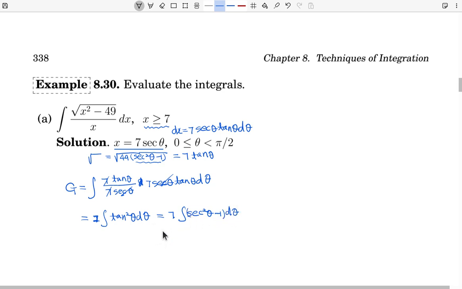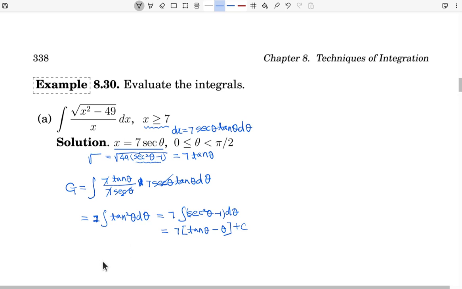Okay. So that is now the derivative of tangent theta. So we have 7 times tangent theta minus theta, plus c. Now, what is tangent theta? Here, sec theta is x over 7.